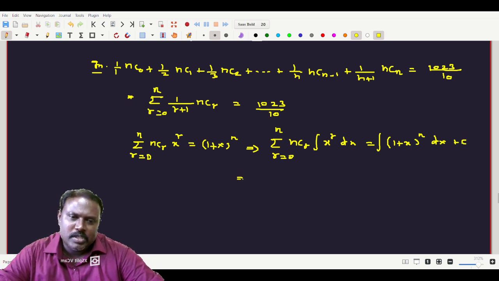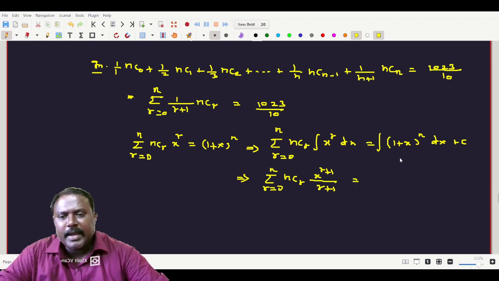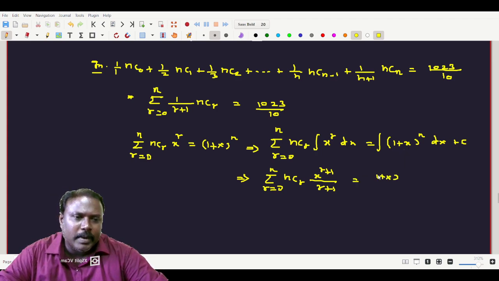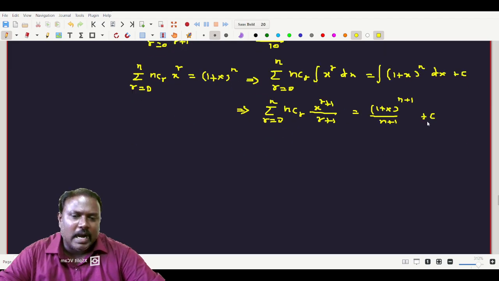Right, now this will become summation R equals 0 to n, NCR x power r. If I integrate, I will get x power r plus 1 divided by r plus 1. This is equal to 1 plus x whole power n. If I integrate, I will get 1 plus x whole power n plus 1 divided by n plus 1 plus c. I need to determine this constant c.